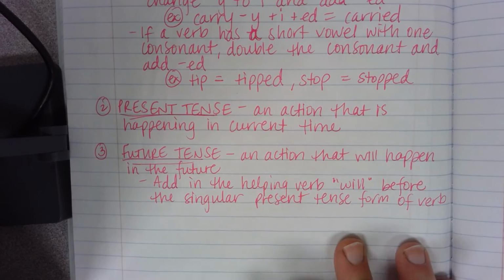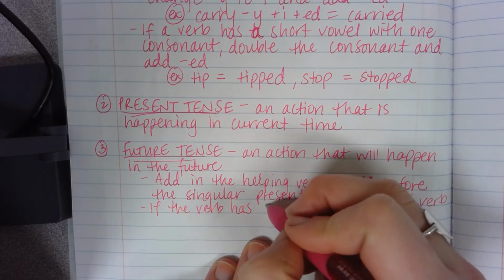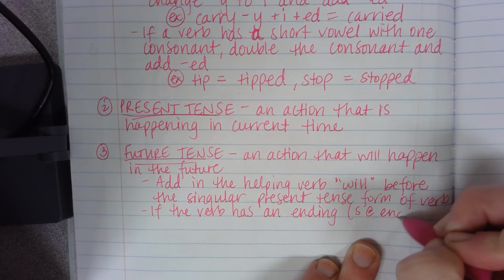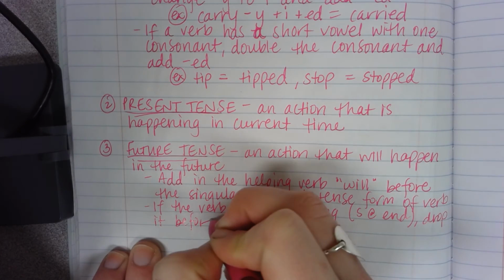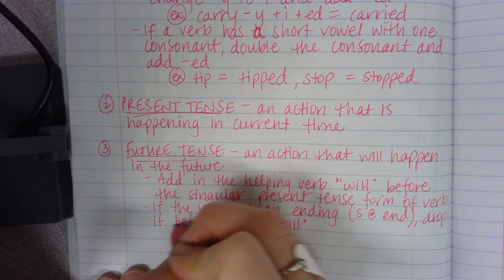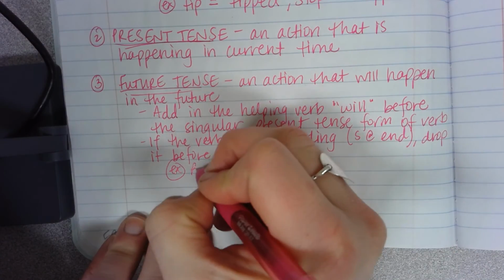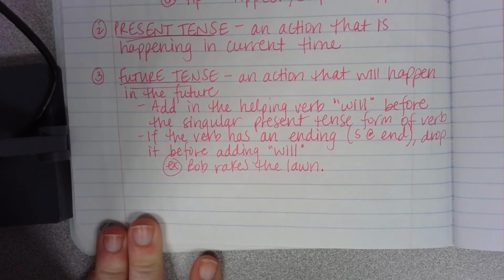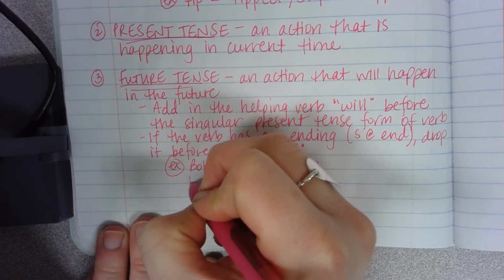If the verb has an ending, like s at the end, you're going to drop the ending, or drop it before adding will. Okay, so here's an example of that so that you know what that ending is talking about here. The example, Bob rakes the lawn. So right now that is talking about current time, or present tense. It's Bob is raking the lawn right now, or he rakes the lawn. But in the future, because it has this ending here, we're going to end up changing it to Bob will rake the lawn.